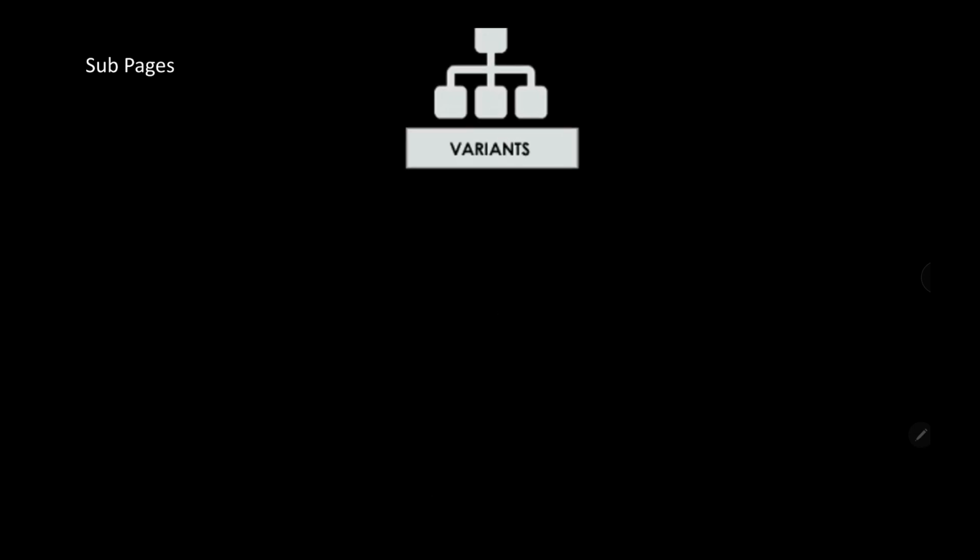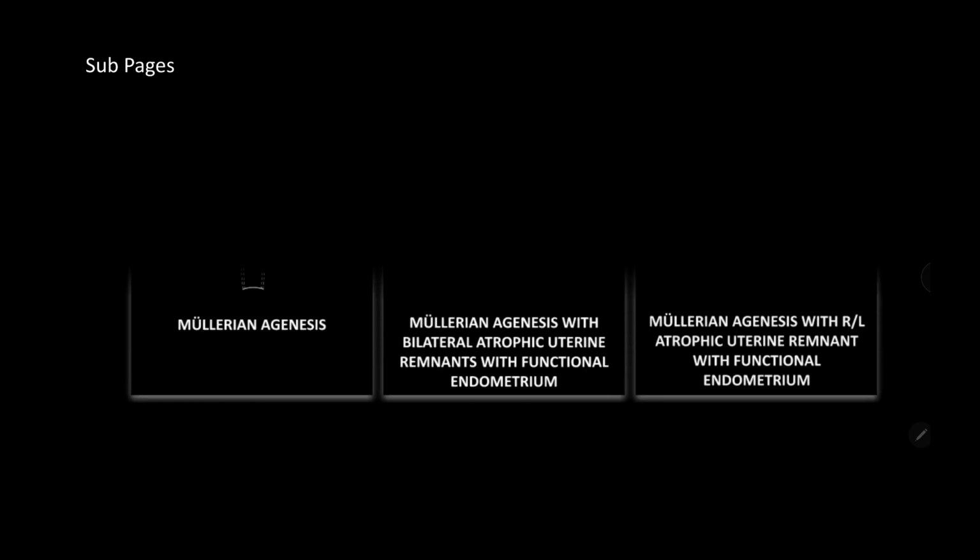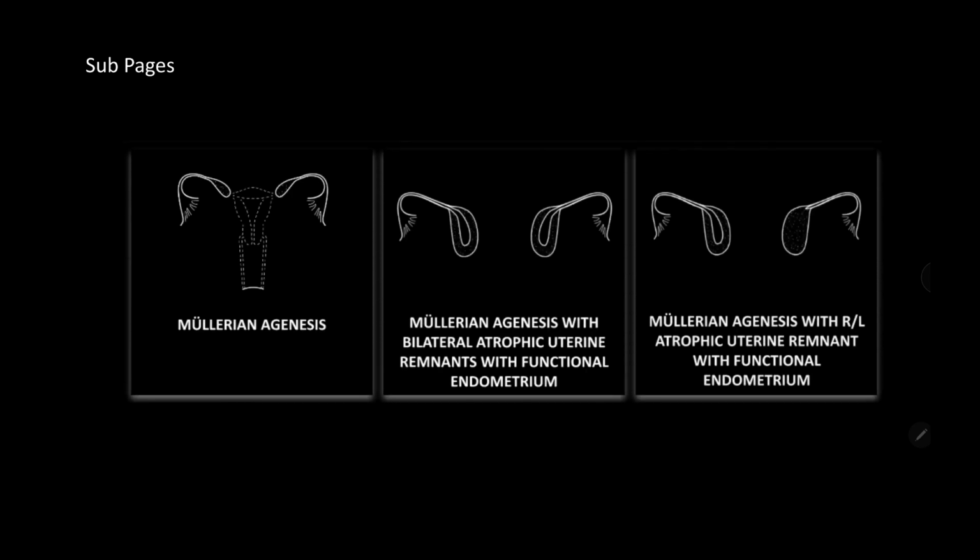Basically, the variant subpage includes all the drawings that depict the potential variations for each anomaly within the category. So, for each anomaly depicted, the possible variations for the uterine, cervical, and vaginal portions are noted.